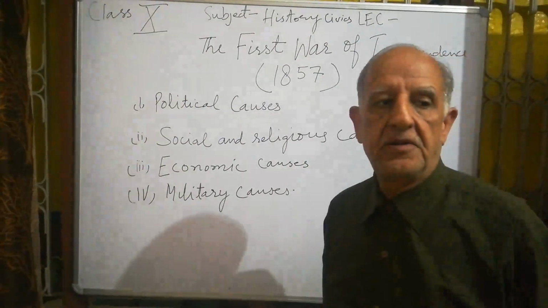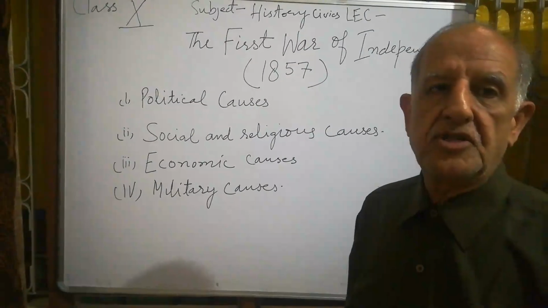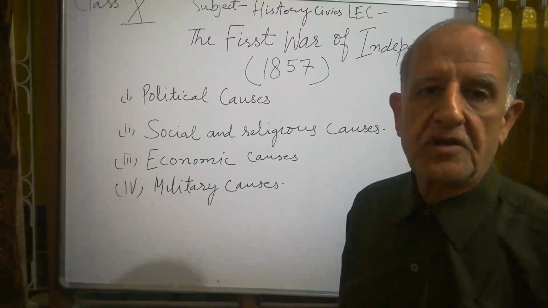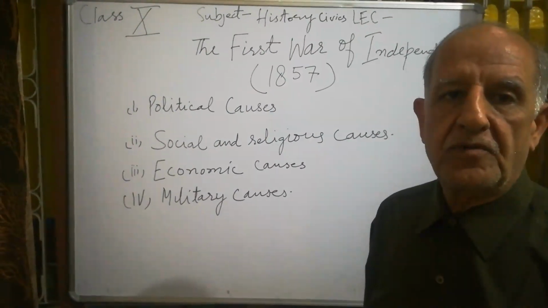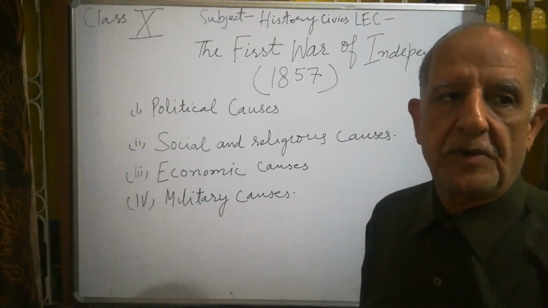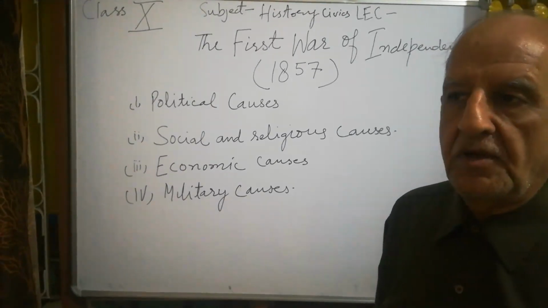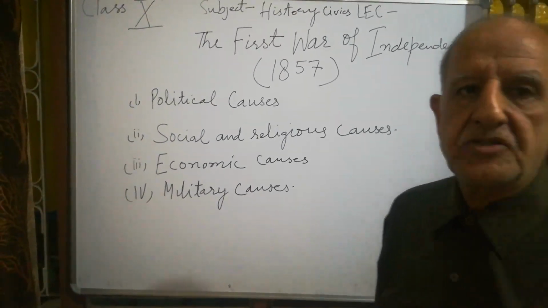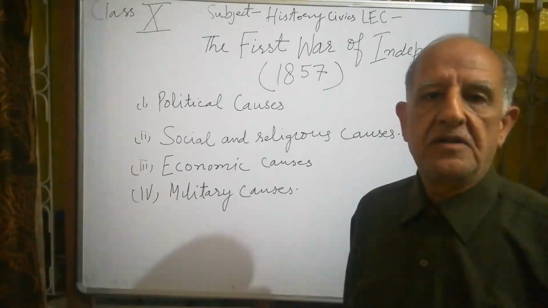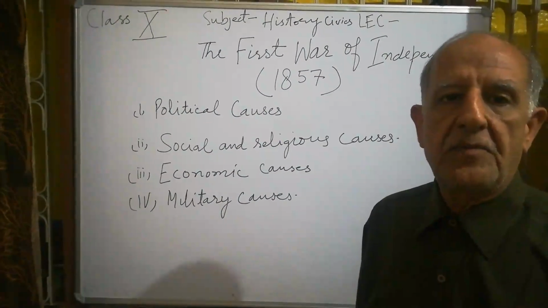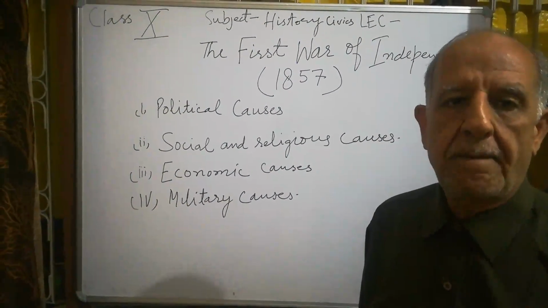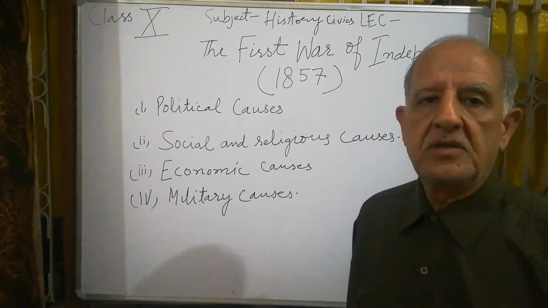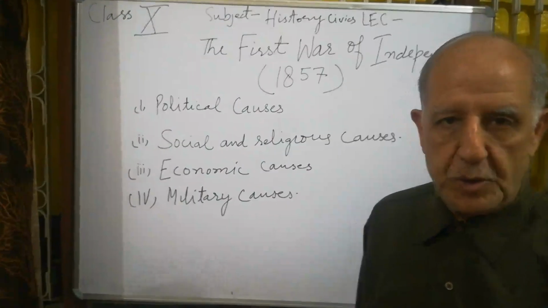Students, today we are taking the history civics subject, and the topic we have taken is the First War of Independence. The Indian nationalists have described the Great Uprising of 1857 as the First War of Independence.